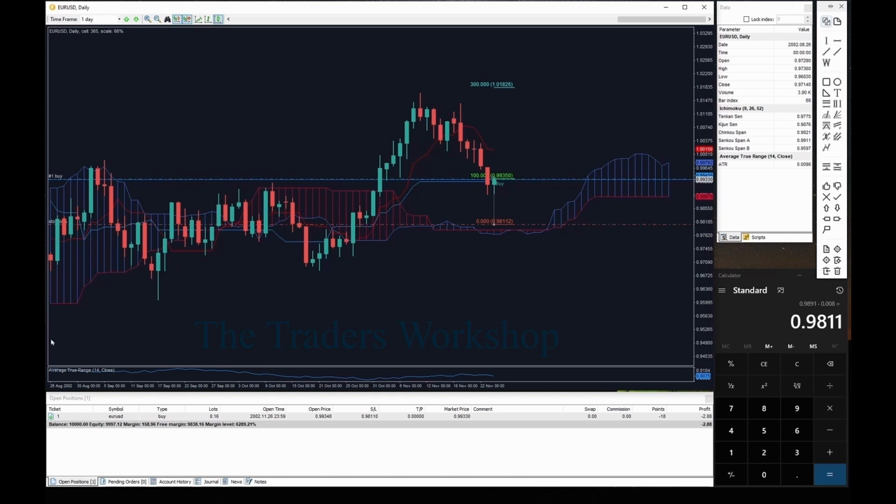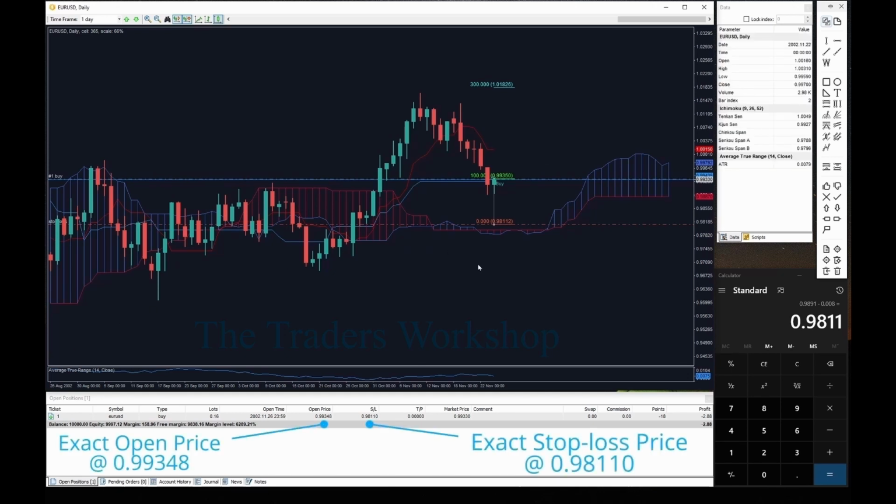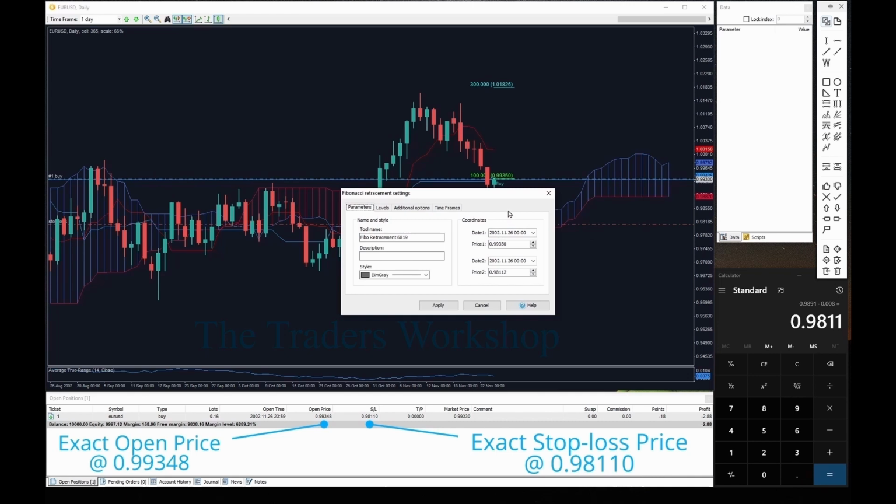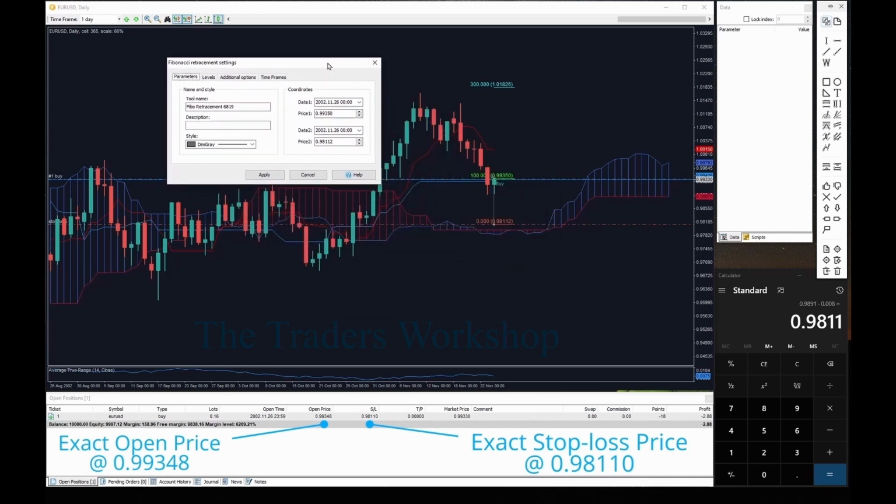Back to plotting our tools. We need these price levels at the exact numbers as our open price and stop-loss price, so we will edit the tool. I know this looks like hard work, but this is a training of our trading discipline. So let's edit these numbers. Our open price at 0.99348. And our stop-loss price at 0.98110.